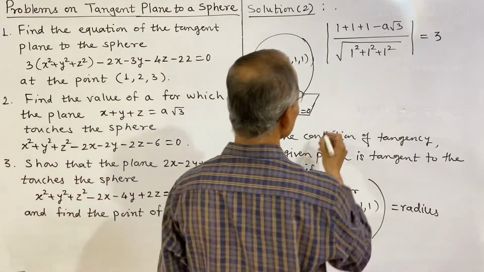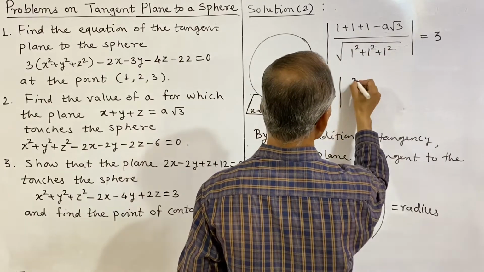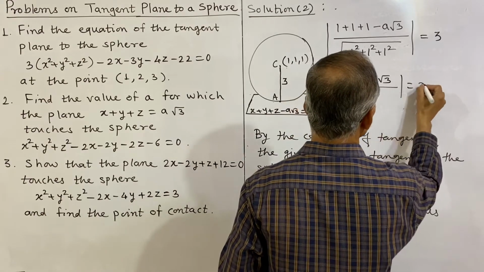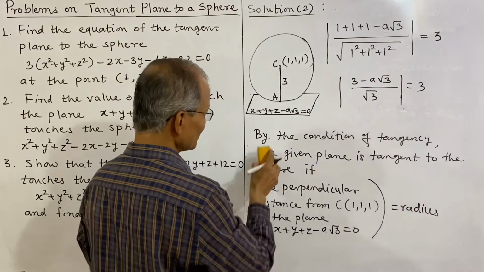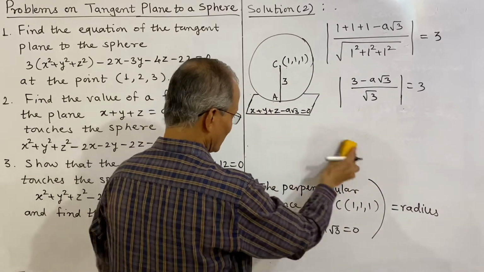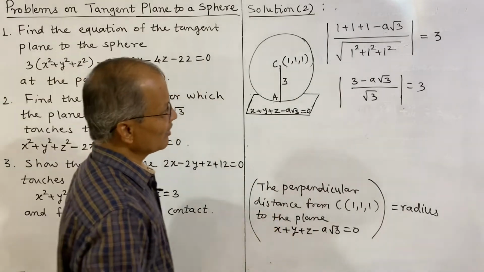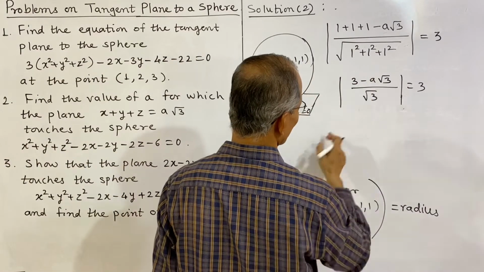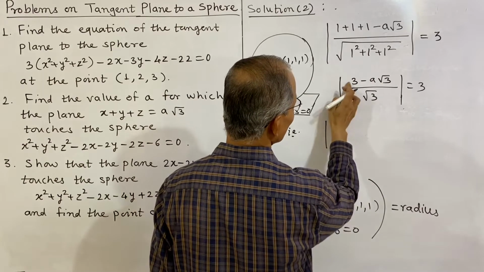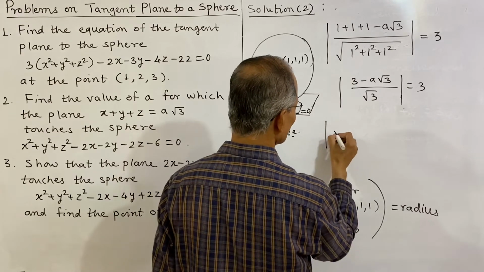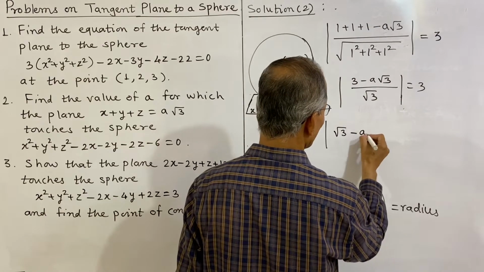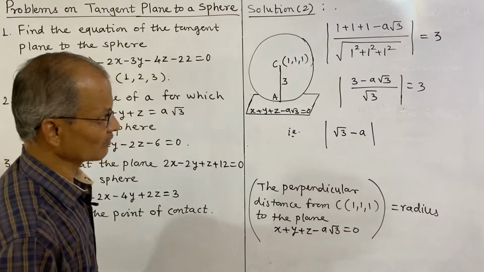So see, this will be the absolute value of 3 minus a root 3, divided by the denominator, again root 3, is equal to 3. We have written the absolute sign because it is a distance, and that must be positive. Further we can take root 3 common, or divide by root 3. If we divide by root 3, this will be 3 divided by root 3, that is root 3, minus a root 3 divided by root 3, that is only a. Absolute value of root 3 minus a is equal to 3.